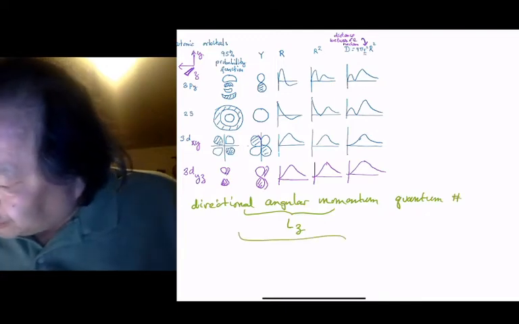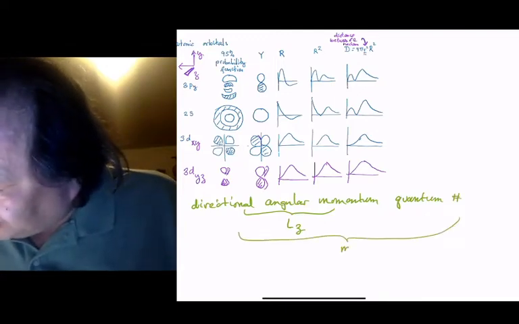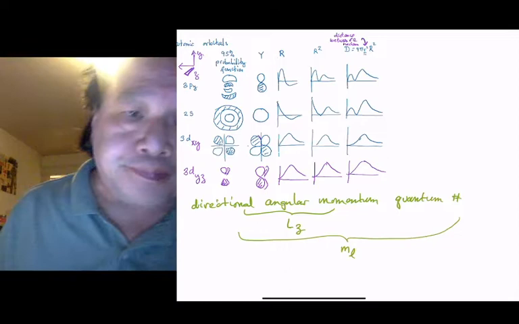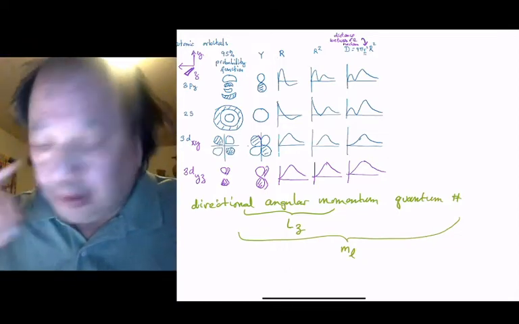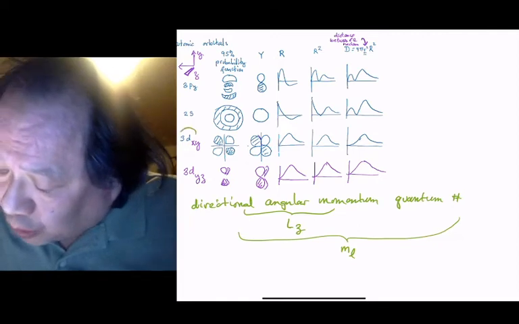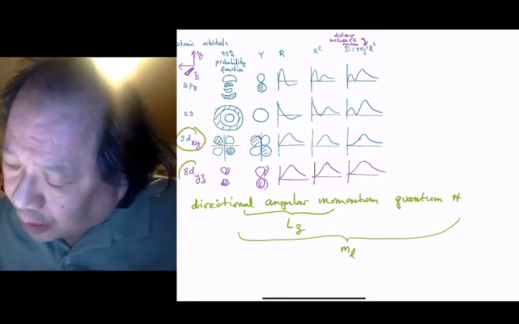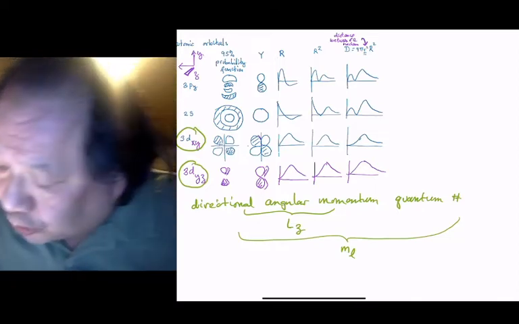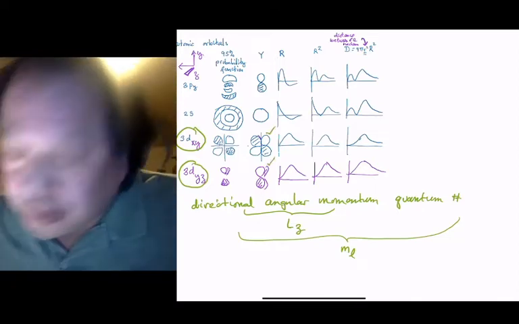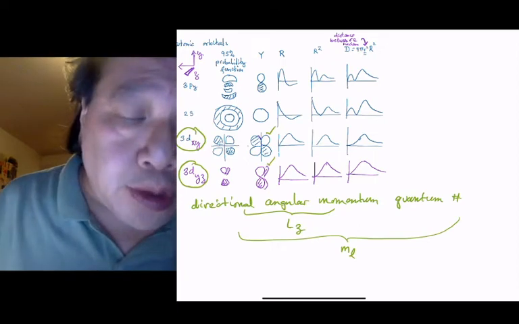And the most typical letter for it is ml. And to understand ml, the key is to look at the dxy orbital and the dyz orbital. Can you see that in these two pictures here, which I put check marks? They are both clover leaves.